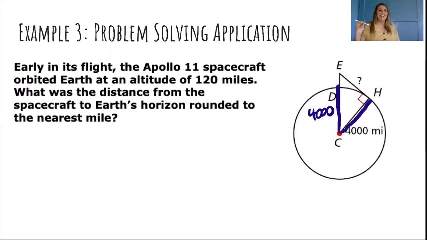So it says, early in its flight, the Apollo 11 spacecraft orbited the Earth at an altitude of 120 miles. What is the distance from the spacecraft to the Earth's horizon rounded to the nearest mile? So we are looking for EH. There's a question mark there. It's talking about the distance to the horizon.